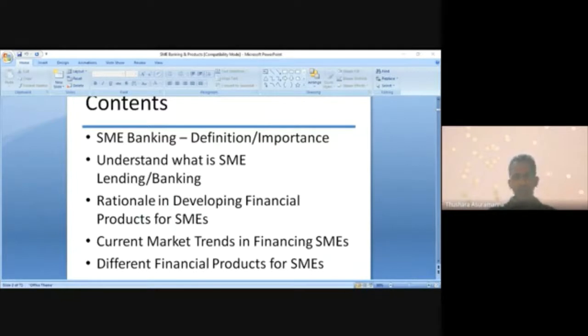Before starting this, it's SME banking. What are your thoughts in general? What is SME banking? What do you understand in practical terms? Let's have a brainstorming session, and then we will move on. Later we can think about the importance and everything. What do you understand by SME banking? Why is it important? Are many banks in Sri Lanka engaged in SME banking? If so, why? Just your thoughts. It's not about me saying right or wrong, but your opinion.